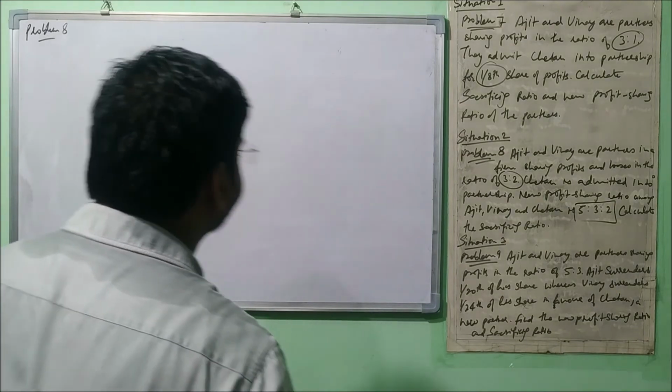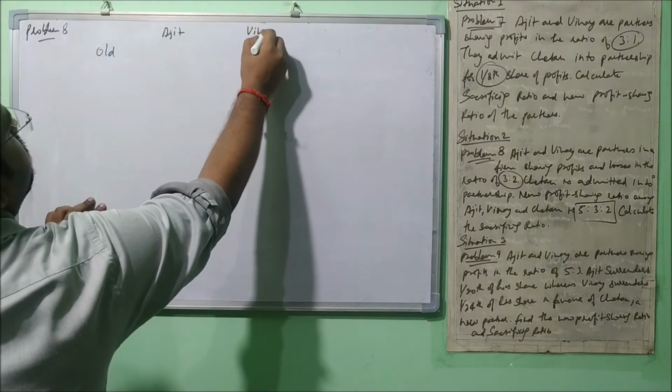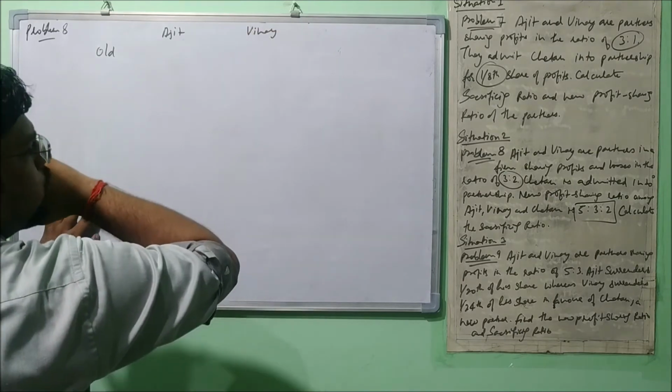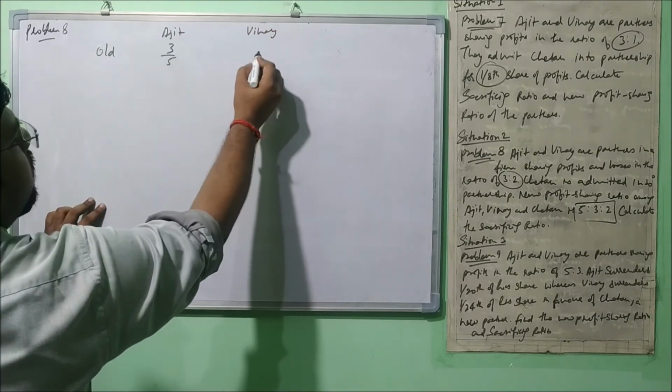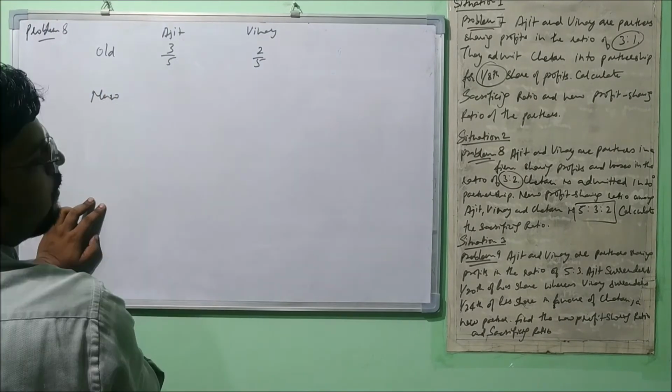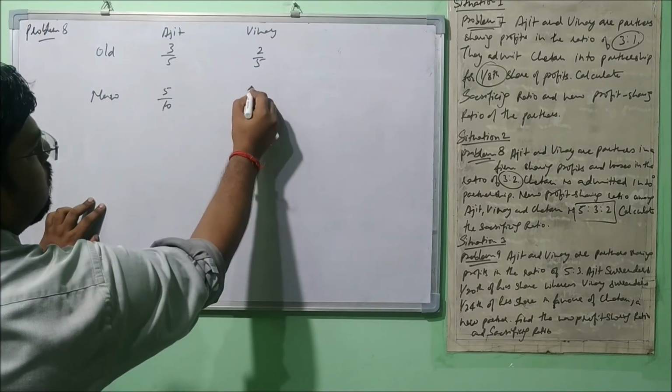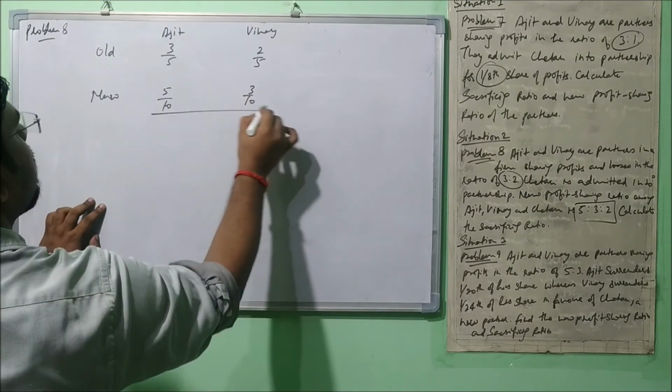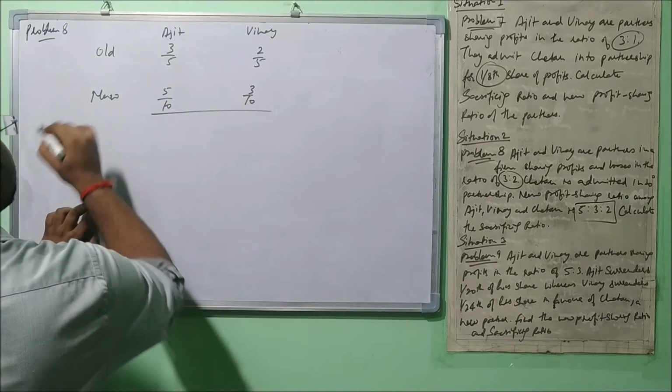It's very simple. Ajit and Vinay. So what was their old ratio? 3/5 and 2/5. And what is their new ratio? 5/10 and 3/10. Am I right? So now let's calculate that. We'll deduct it from this.